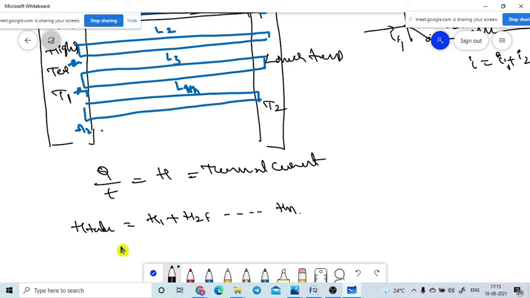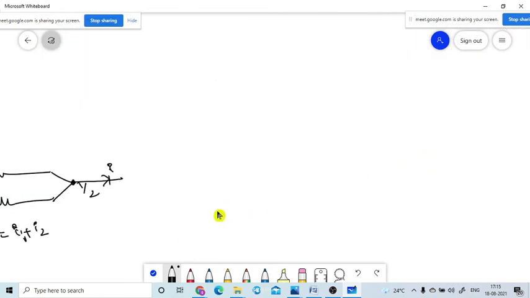Yes, sir. If the resistors are connected in parallel, what is the equivalent resistance? 1 by R equivalent is equal to 1 by R1 plus 1 by R2 and so on, plus 1 by Rn. You get it? Yes, sir.